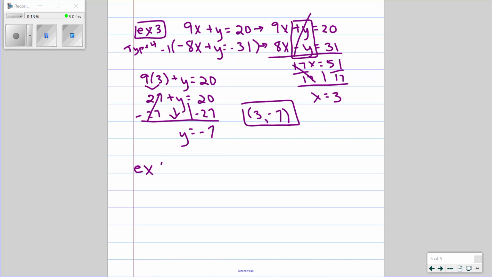Okay, one more example. Example 4. This one is 10x minus 3y equals negative 13, and 2x plus 3y equals negative 35. So now my suggestion is to pause the video and solve this yourself, and then come back and check your work.